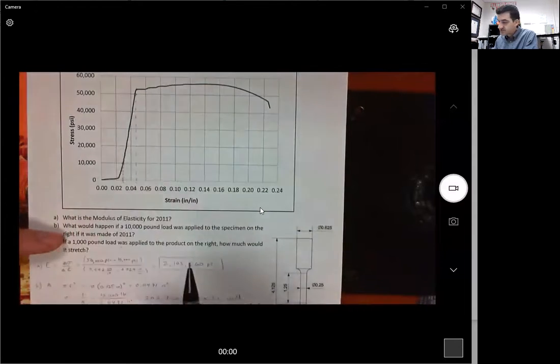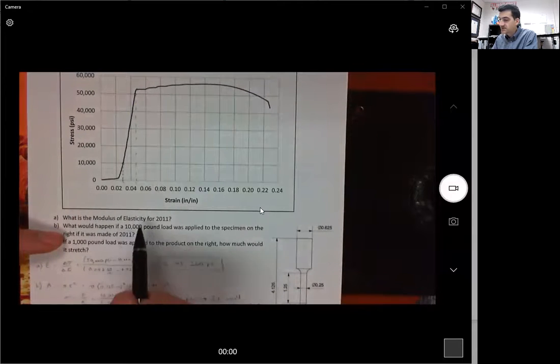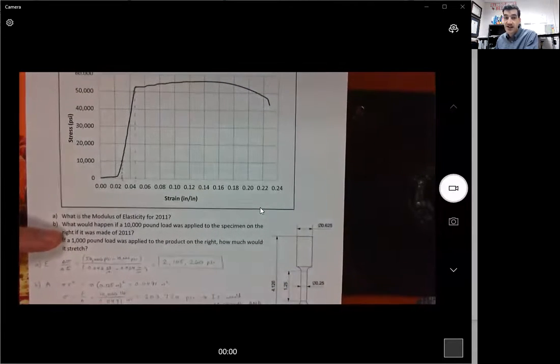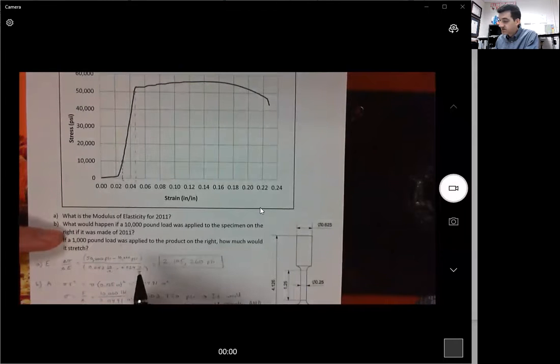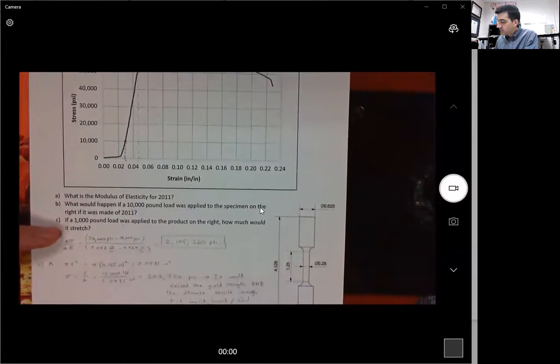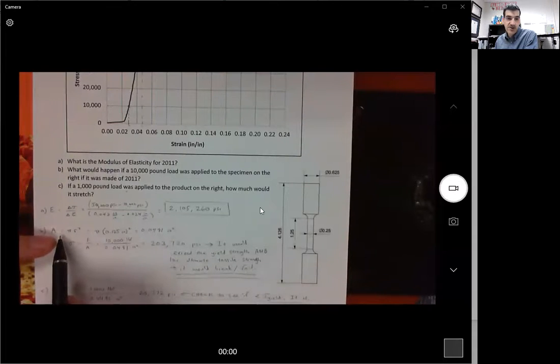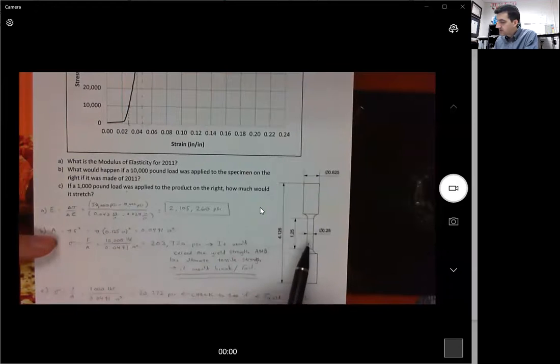So we can't directly take 10,000 pounds and see where it would fall up here. We've got to do a little bit of calculation first to find the stress that would result from a 10,000 pound load. So let's do that. We want to calculate the stress from 10,000 pounds force on this part. Stress is force divided by area, so I have to know the area first. So calculate the area, the cross-sectional area of this part.